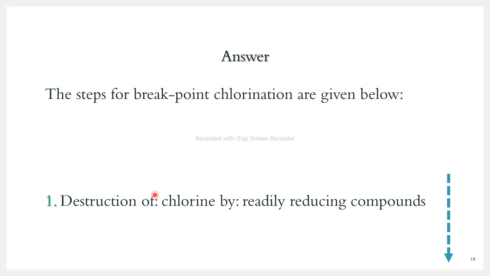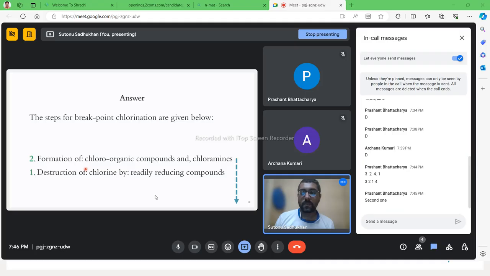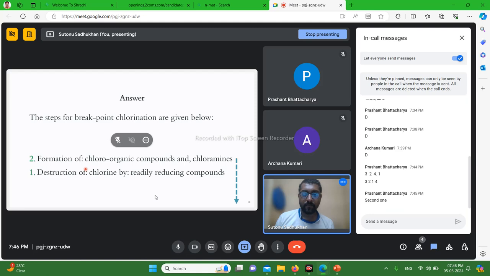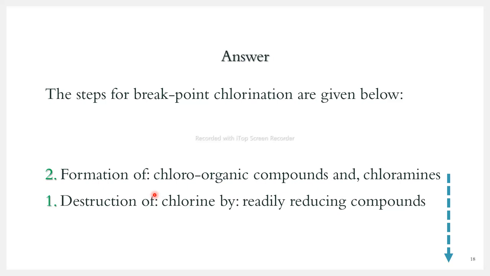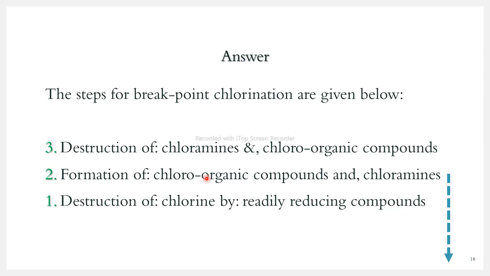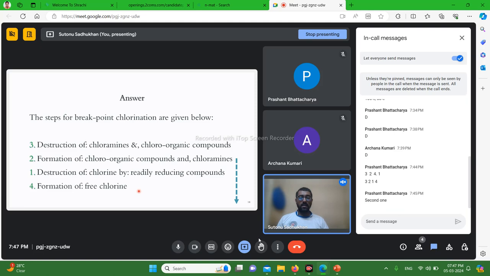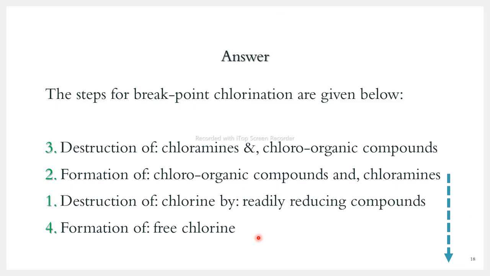Then formation of chloroorganic compounds and chloramines. You have told these two correctly, so the second option remains in its place. First it gets oxidized, and through this oxidation reaction the chloroorganic compounds and chloramines get formed. Then destruction of chloramines and chloroorganic compounds occurs. Why? Because you are inserting more and more chlorine, such that after their complete destruction, there is a residual amount of free chlorine present inside the wastewater.